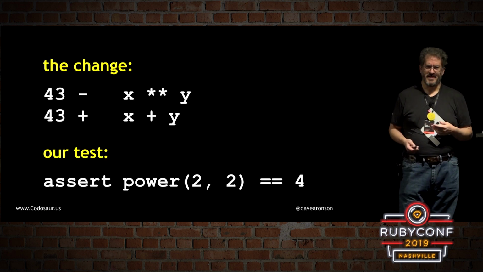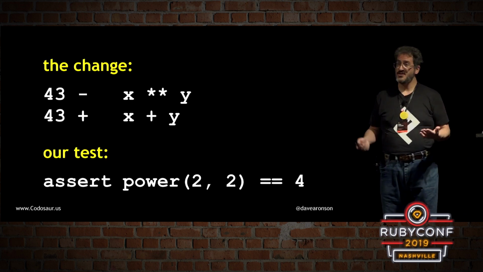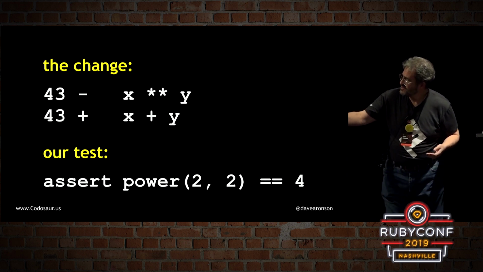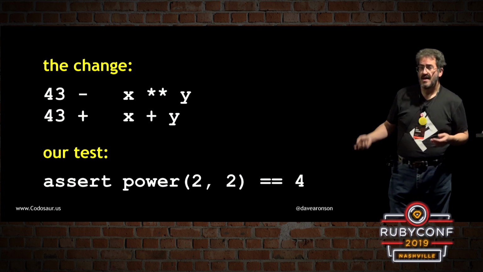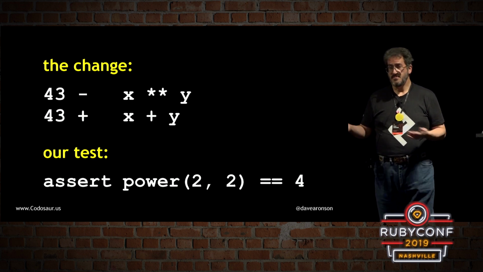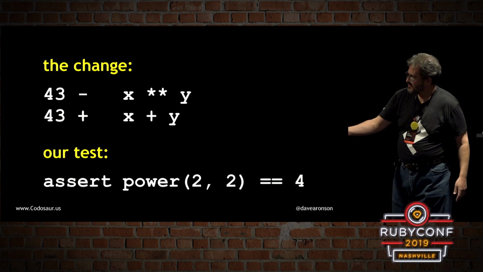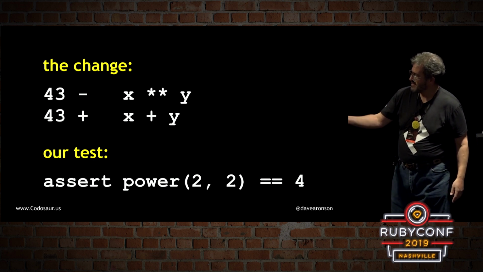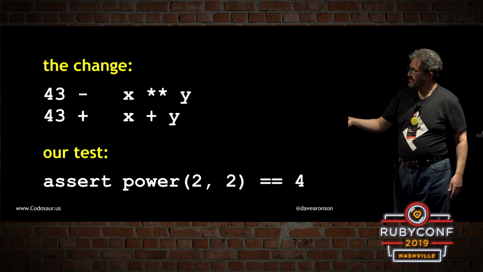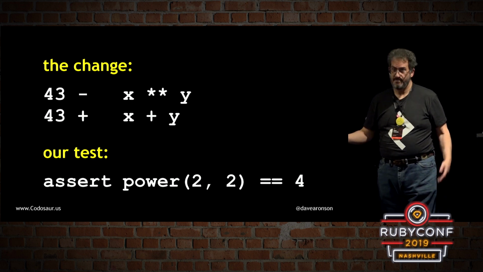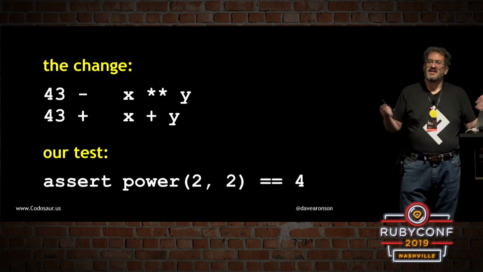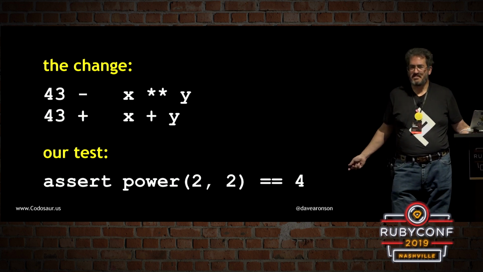So let's start with the plus mutant. Looking at that change, how it's changing the exponentiation to plus, makes it fairly clear that this mutant is surviving because 2 to the second power, what we expect to have happen, equals 2 plus 2. They're both 4. I assume you all know that much basic math. So how do we kill this mutant?